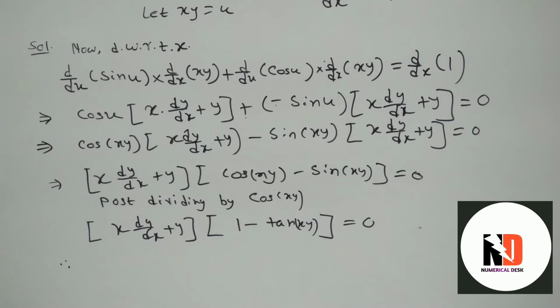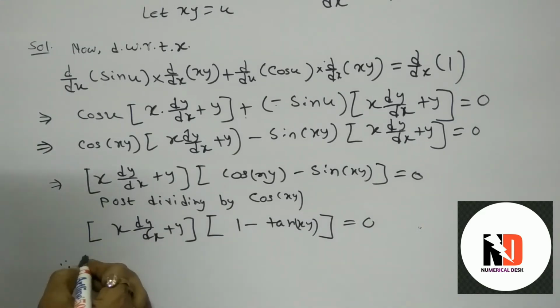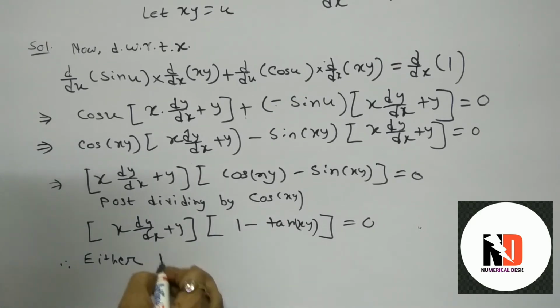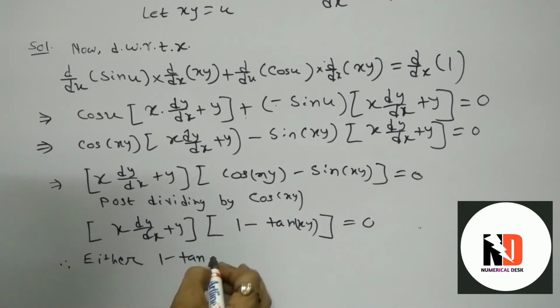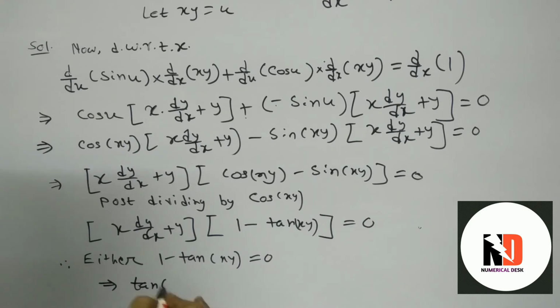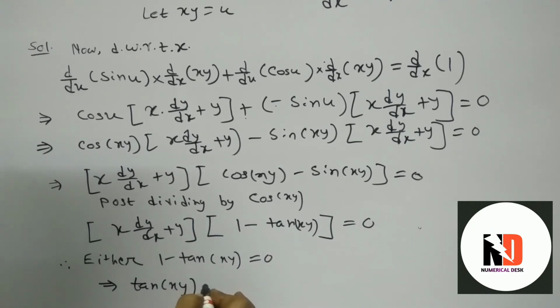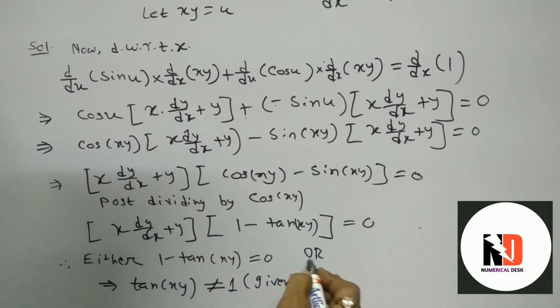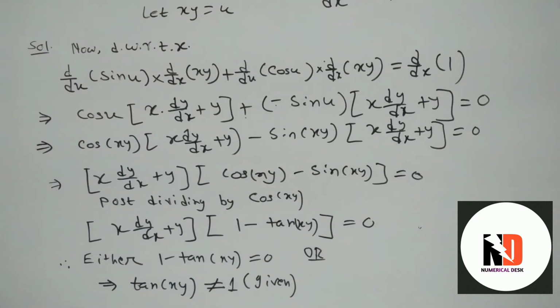And now let's think what to do. Now there are two parts: either 1 minus tan xy equals 0, which implies tan xy equals 1, but tan xy is not equal to 1; it is the given condition, so that is okay. Or the second part, x dy dx plus y equals 0, from that we will follow our answer.